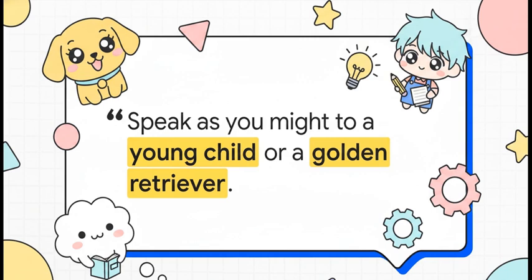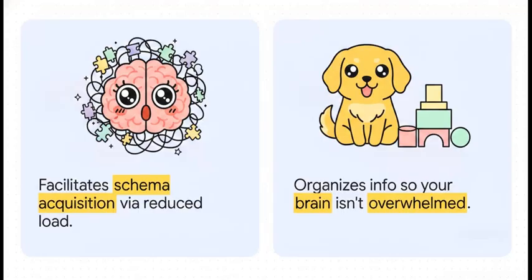The absolute non-negotiable rule here is plain language. Your goal is to construct a clear, logical narrative from scratch, no hiding behind fancy, complex jargon. Let's see what that looks like with our running example. Just look at the contrast here. You could use a jargon-heavy definition of cognitive load theory and say it facilitates schema acquisition via reduced working memory load. Or you apply our simple golden retriever standard and say it makes learning easier by organizing info so your brain isn't overwhelmed. See the difference?